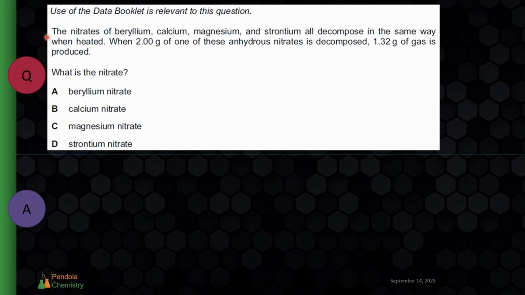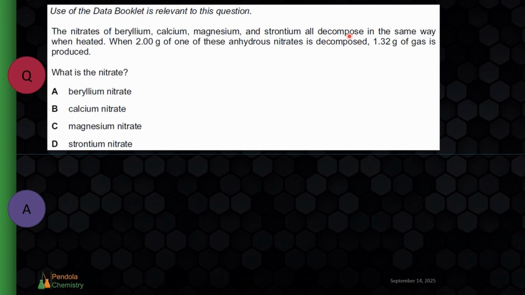This question now says, the nitrates of beryllium, calcium, magnesium, and strontium all decompose in the same way when heated. When 2.00 grams of one of these anhydrous nitrates is decomposed, 1.32 grams of gas is produced. What is the nitrate? Even though it's a paper 1 question, which is multiple choice, this is a more complicated question because it incorporates 2 things.